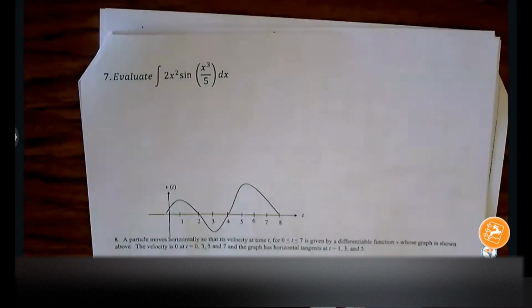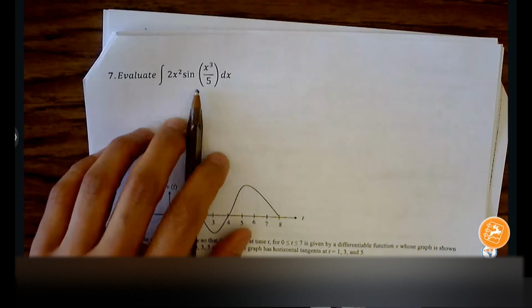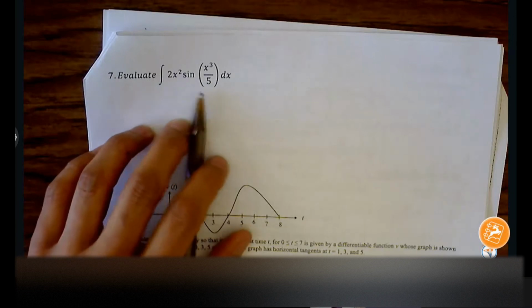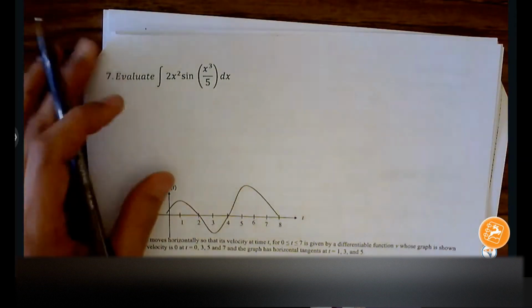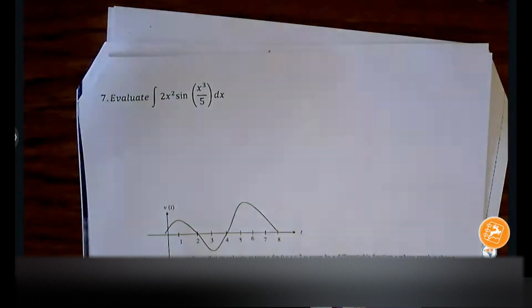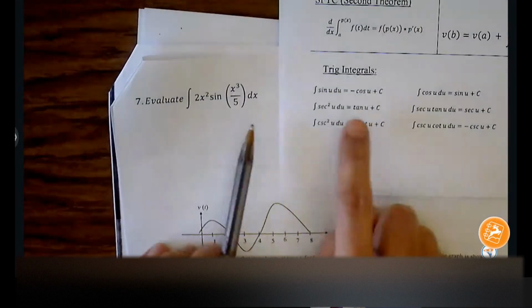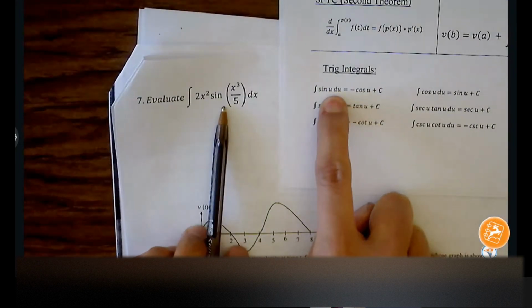Okay, so evaluate the integral of 2x squared sine of x cubed over 5. The first thing I'm noticing here is this looks like a U substitution problem because I don't have any rules that match up with this. Okay, but what rule do we use, right? I'm looking at this thinking, well, this looks like it matches pretty well with my sine rule. So I'm going to try to target that, right?